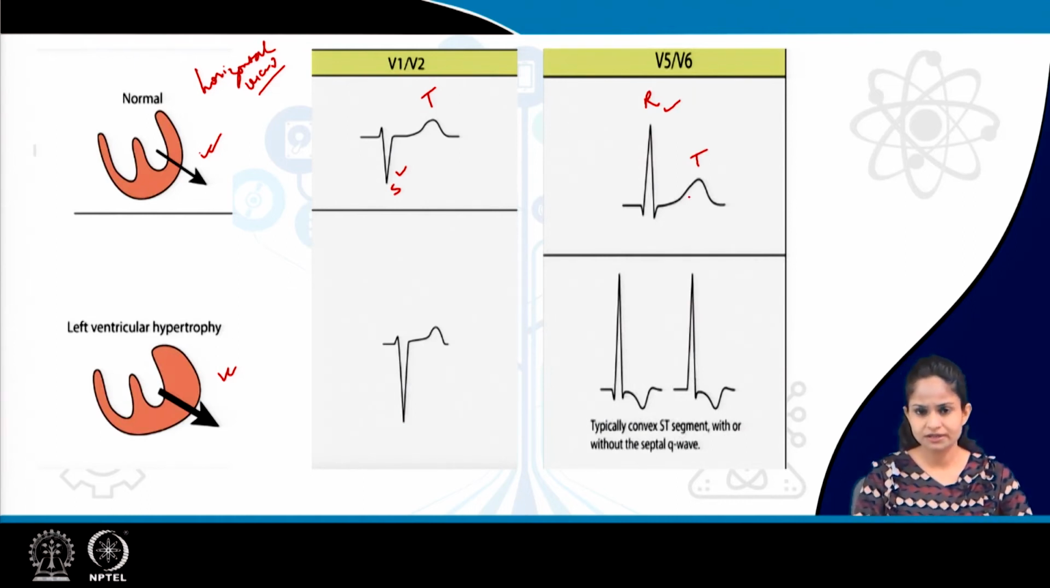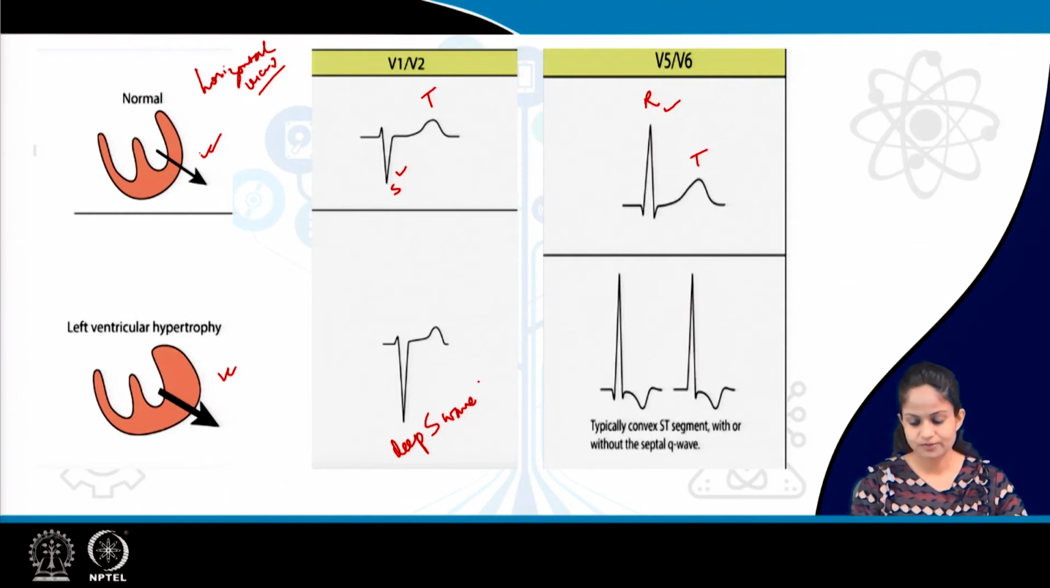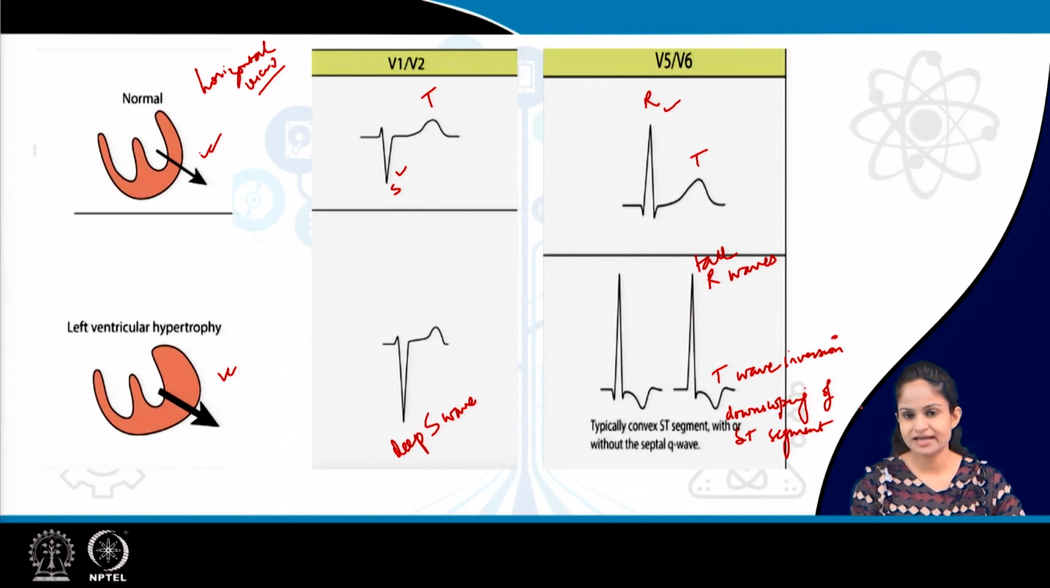So, these are the normal ECG changes in normal conditions, but in left ventricular hypertrophy we can see deep S waves as well as very tall R waves. We also see the secondary ST changes: T wave inversion and downsloping of the ST segment. So, these are the secondary STT changes.